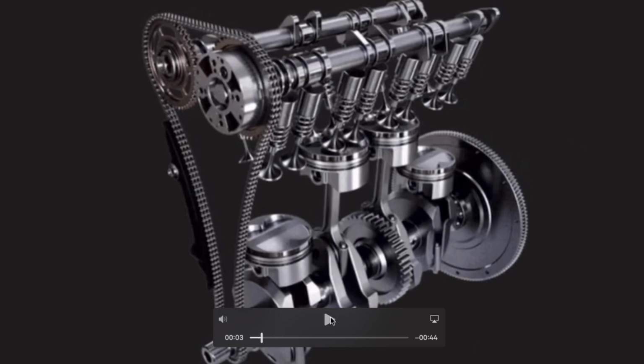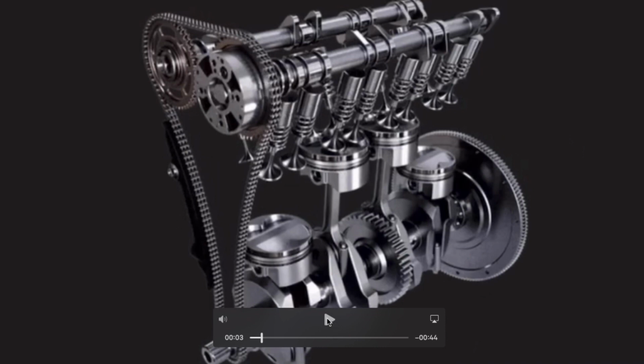Now this is a 4-stroke engine, and a 2-stroke engine would do that exact process that I just said, but in 2 strokes. I get that a lot. A lot of people ask me, what is the difference between a 2-stroke engine and a 4-stroke engine? Well, the difference is that a 2-stroke engine does the intake, compression, power, and exhaust in 2 strokes, and a 4-stroke engine does that exact process in 4 strokes. So this is a 4-stroke engine.